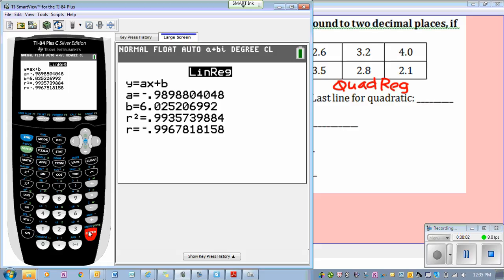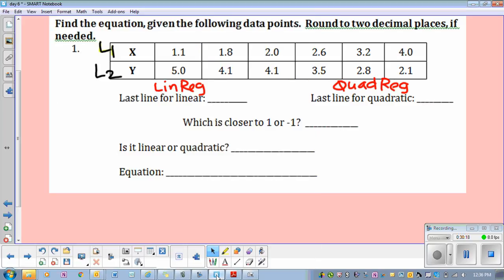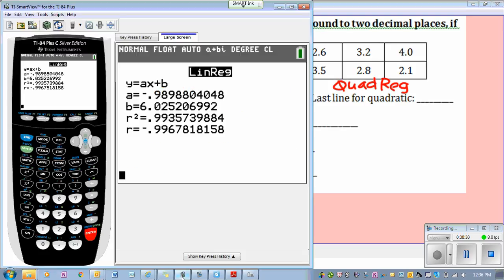So what is the last line? Negative 0.9967, and 678, but we'll stop at 7. So that was the last line for my lin reg.